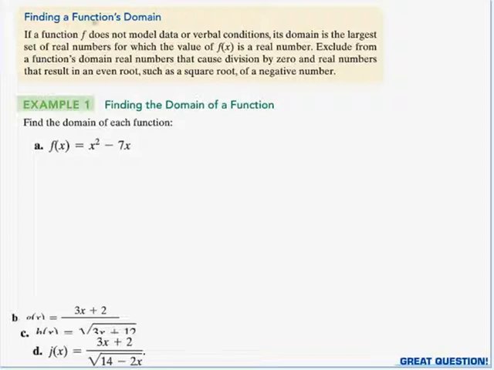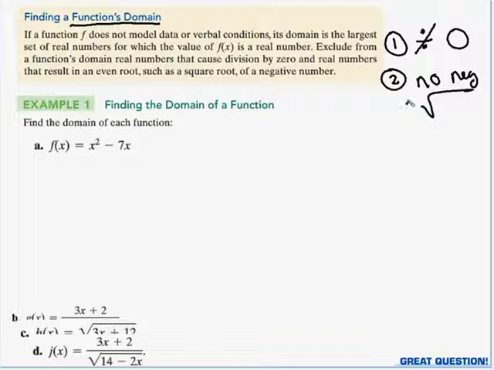When you're considering the domain of a function, there are two things you want to remember. One, do not divide by 0. And two, no negatives under even radicals. So if this is an even index, like a square root or a fourth root or a sixth root, we don't want to have any numbers that will result in a negative underneath that radical.